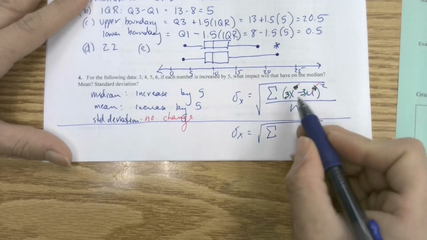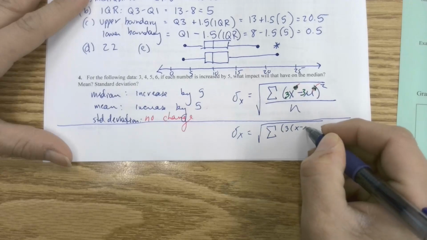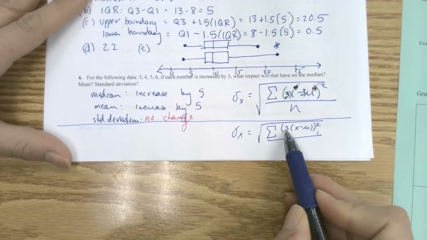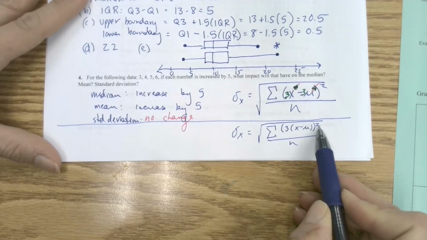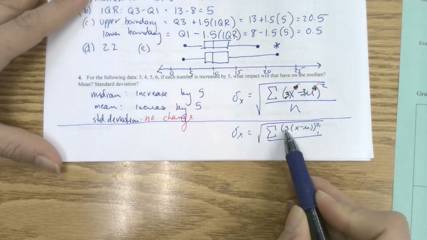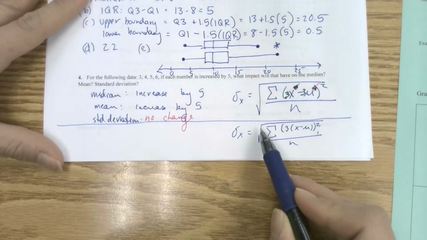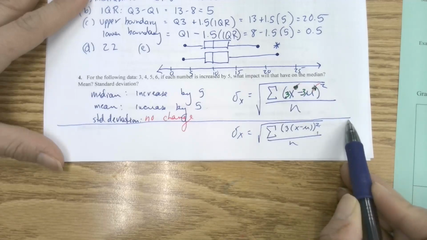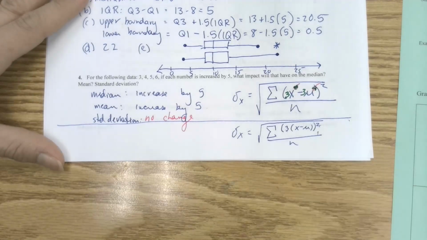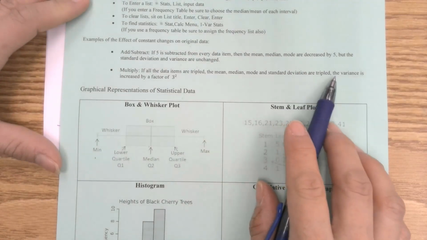However, since these both have a 3 on here, I could factor a 3 out. And that leaves me with a 3 squared. And if you have a 3 squared, that means this expression on the inside would get multiplied by 3 squared, which is 9. But when you take the square root of 9, you get 3. So the ultimate impact on the standard deviation would be that the standard deviation also would be tripled.